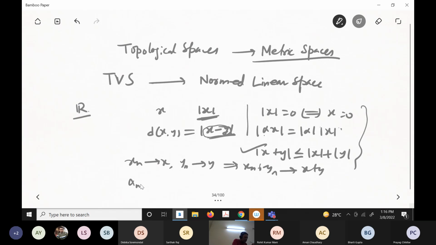Similarly, if alpha n goes to alpha, xn goes to x, implies alpha n xn goes to alpha x. You will use triangle inequality, but you will need something more. Okay. Now suppose I generalize this. Then what will that mean?